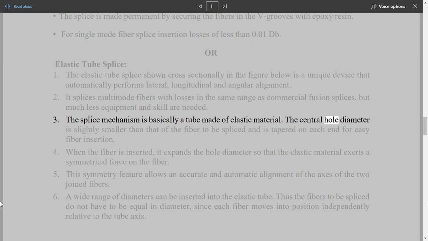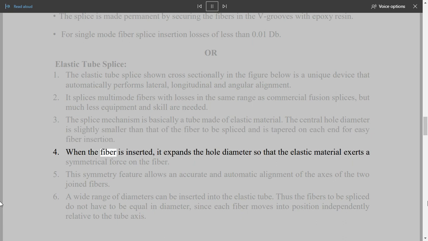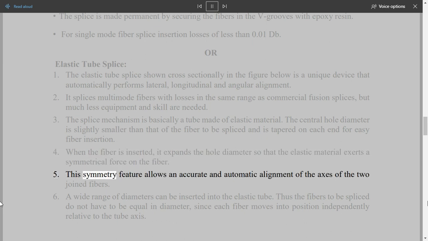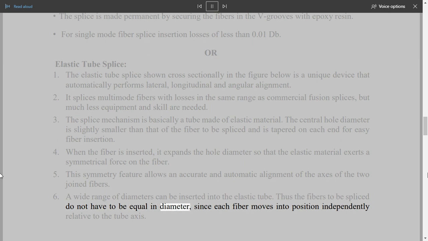The central hole diameter is slightly smaller than that of the fiber to be spliced, and is tapered on each end for easy fiber insertion. 4. When the fiber is inserted, it expands the hole diameter so that the elastic material exerts a symmetrical force on the fiber. 5. This symmetry feature allows an accurate and automatic alignment of the axes of the two joined fibers. 6. A wide range of diameters can be inserted into the elastic tube. Thus the fibers to be spliced do not have to be equal in diameter, since each fiber moves into position independently relative to the tube axis. Fig. V-grooves.